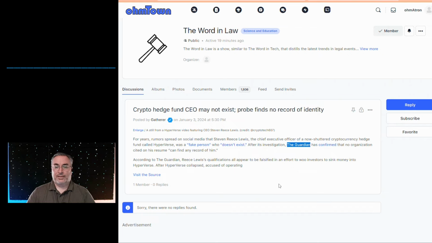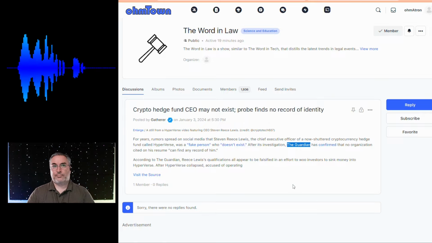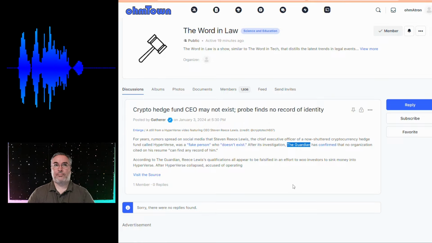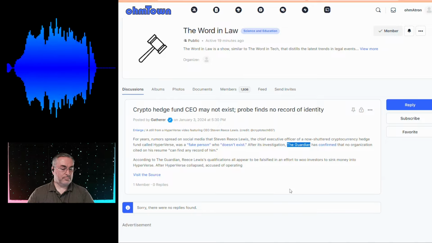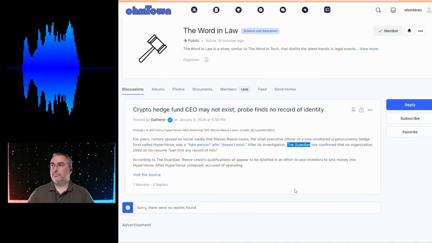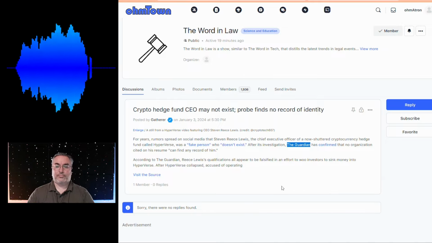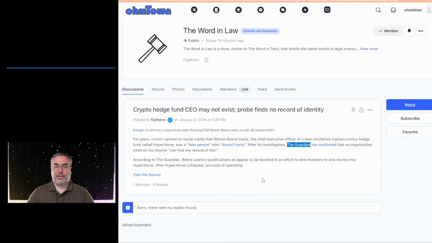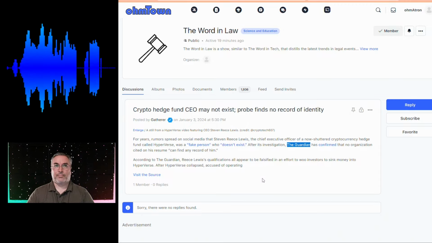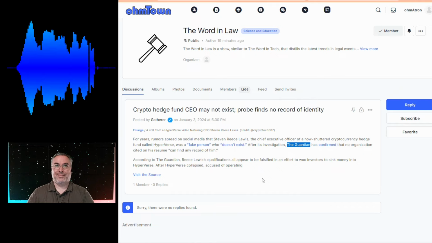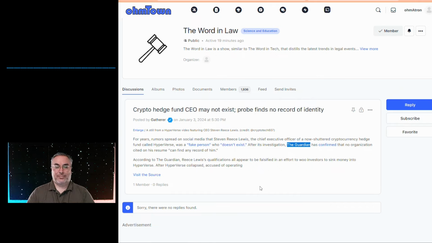Value somewhere. Oh, and I was thinking when you went down that road that maybe it was something like set up to pursue or capture, identify, etc. people that were in crypto, trying to fund nefarious things rather than being the people. Right? So, according to The Guardian, Reese's qualifications all appear to be falsified in an effort to woo investors to sink money into Hyperverse.